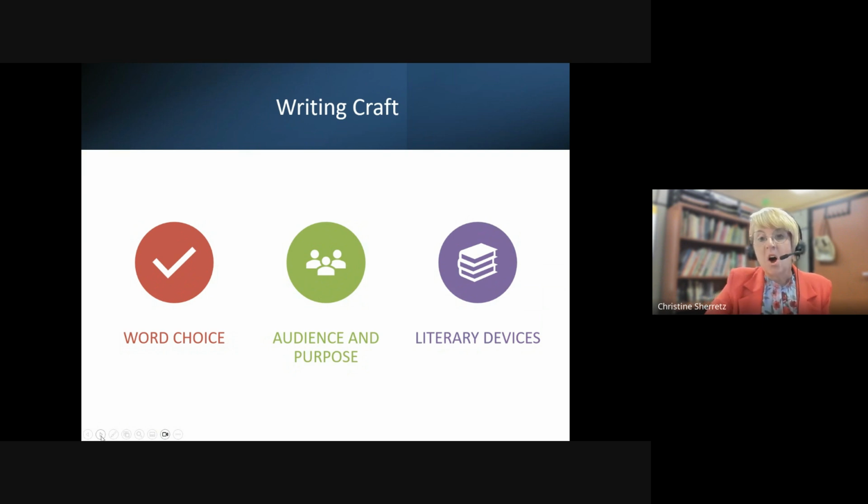So knowing the audience in writing really helps us to know the structure, and we need to know the purpose. Is our purpose to entertain? Is our purpose to persuade? And then it gets into some of those literary devices that make our writing more interesting and aligned with our craft.